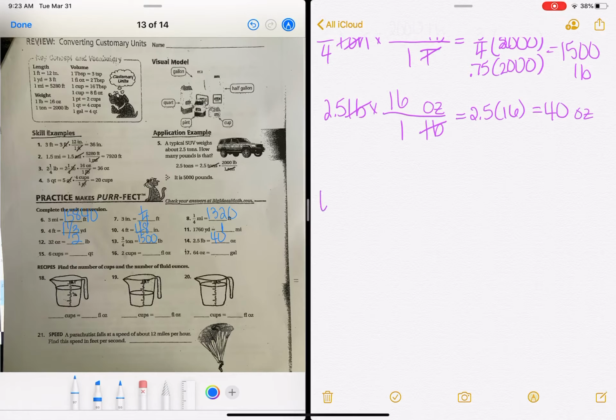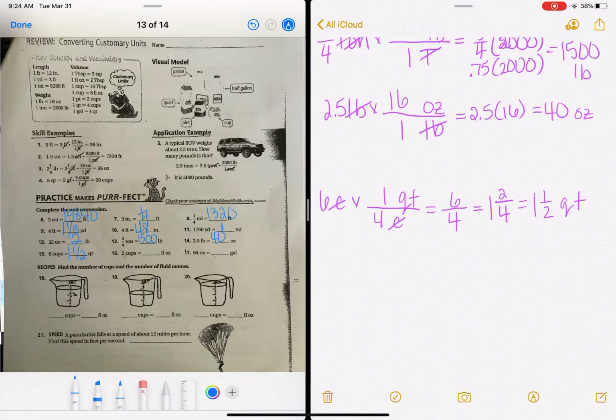Number 15, 6 cups, and we're changing to quarts. If we look in the conversion table, we know that 4 cups is 1 quart. 6 times 1 is 6. 4 times 1 is 4. And we're going to divide. 4 goes into 6 one time. 6 minus 4 is 2. Denominator is what we divided by. So 1 and 2/4 can be simplified to 1 1/2 quarts.